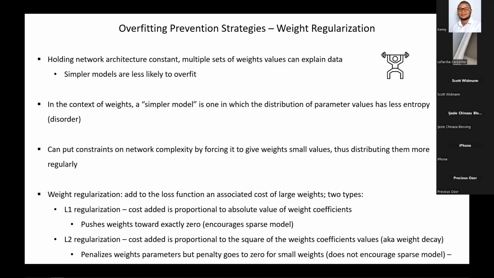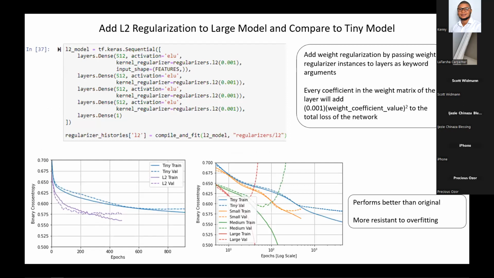And so there are 2 types: L1, which is weights stored exactly 0, which encourages a sparse model. We also have L2, and it penalizes weights parameters, but the penalty goes to 0 for small weights. It does not encourage a sparse model. And so if we add weight regularization by passing instances to a layer as keyword arguments right here, for this layer, we're adding L2 regularization to those layers.